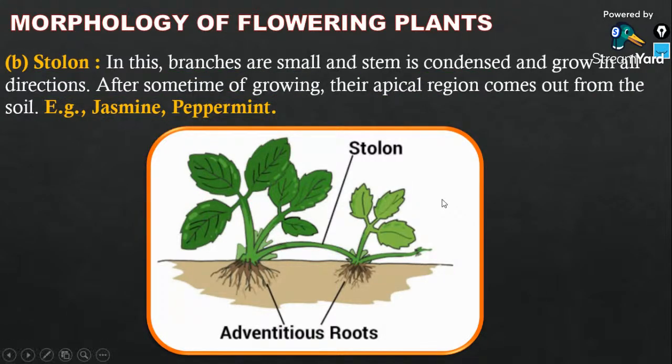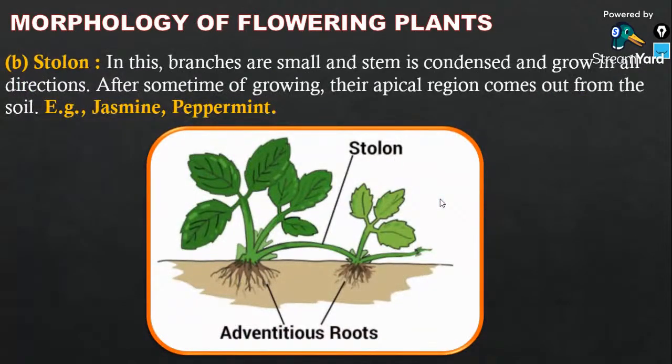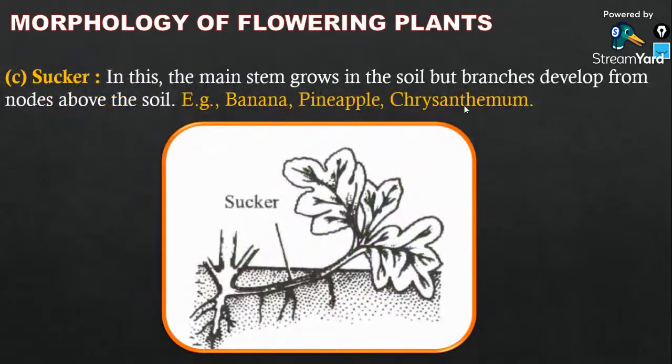The first, what was it we discussed? Runner. Example is grass and strawberry. Runner, grass and strawberry. Stolon, jasmine and peppermint. Clear? Next one is the sucker.